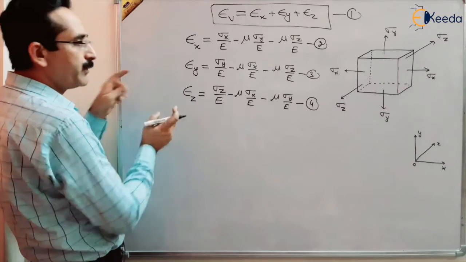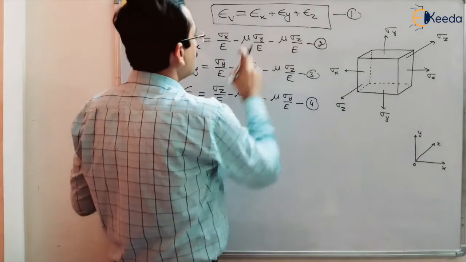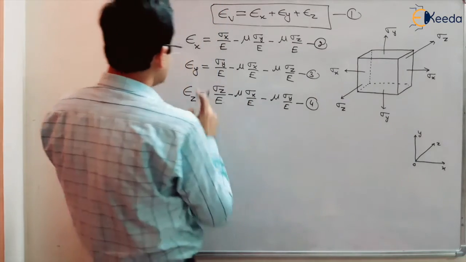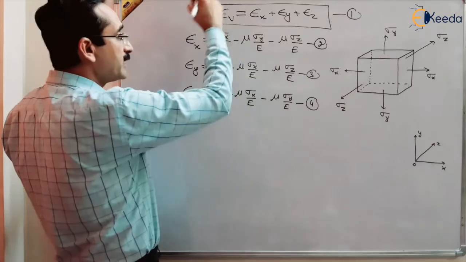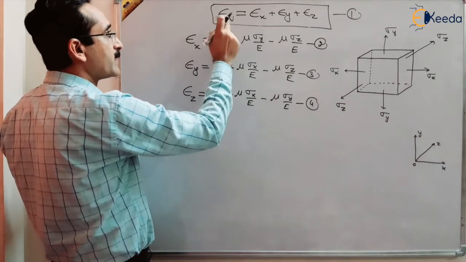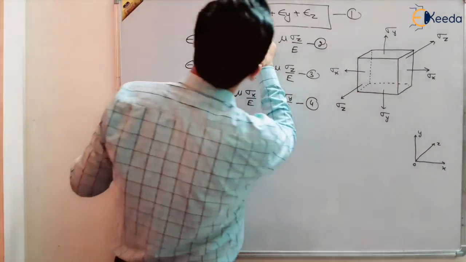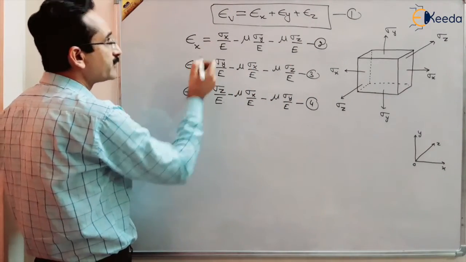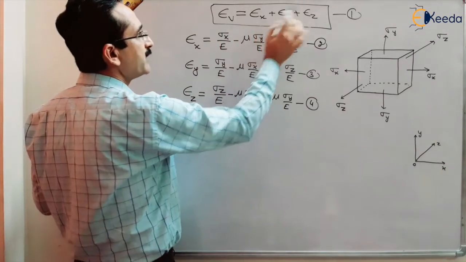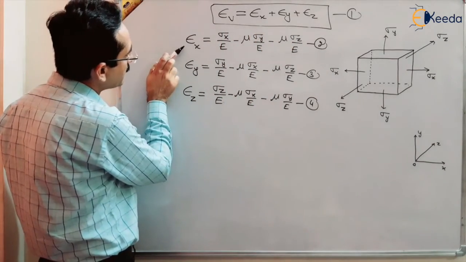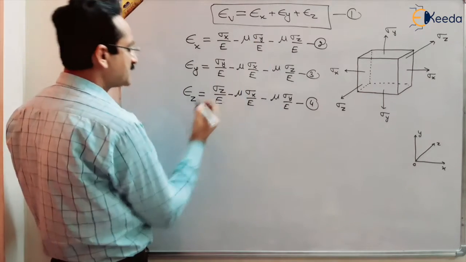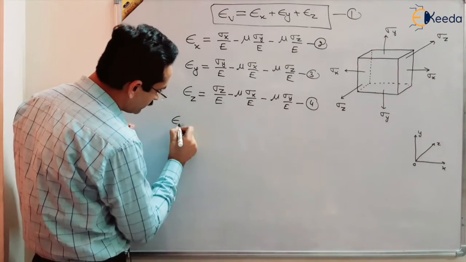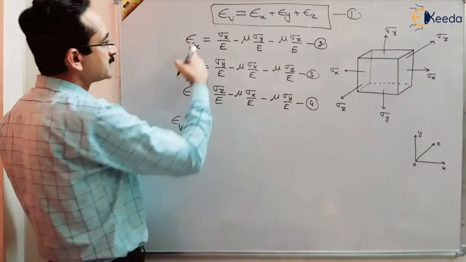And our aim is to find out the volumetric strain in terms of sigma x, sigma y and sigma z. So what will be the volumetric strain? We have already derived in the previous lecture that volumetric strain is equal to epsilon x plus epsilon y plus epsilon z, and we have already found out epsilon x, epsilon y and epsilon z. Add up these things. So epsilon v, volumetric strain, will be equal to the sum of these three things.